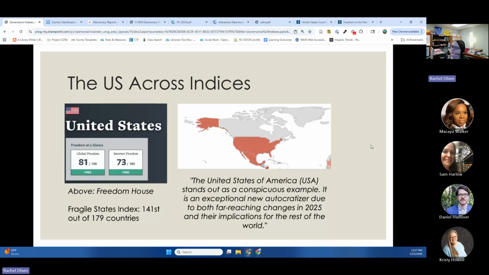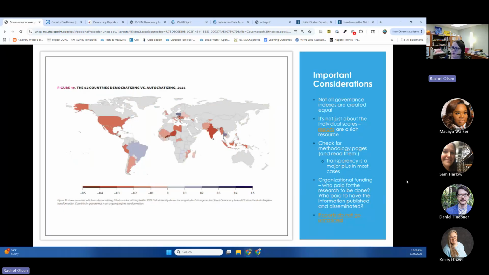This is V-Dem. In particular in their 2026 report, which again just came out, they call out the United States as a really conspicuous example of autocratization. You can make of that what you will, but in one of their particular charts, they do call out the United States. This is a larger view of that same chart. There are 62 countries out of all the countries they evaluated that were identified to either be pushing toward democratization or toward autocratization. And you can see that this is what their data shows.